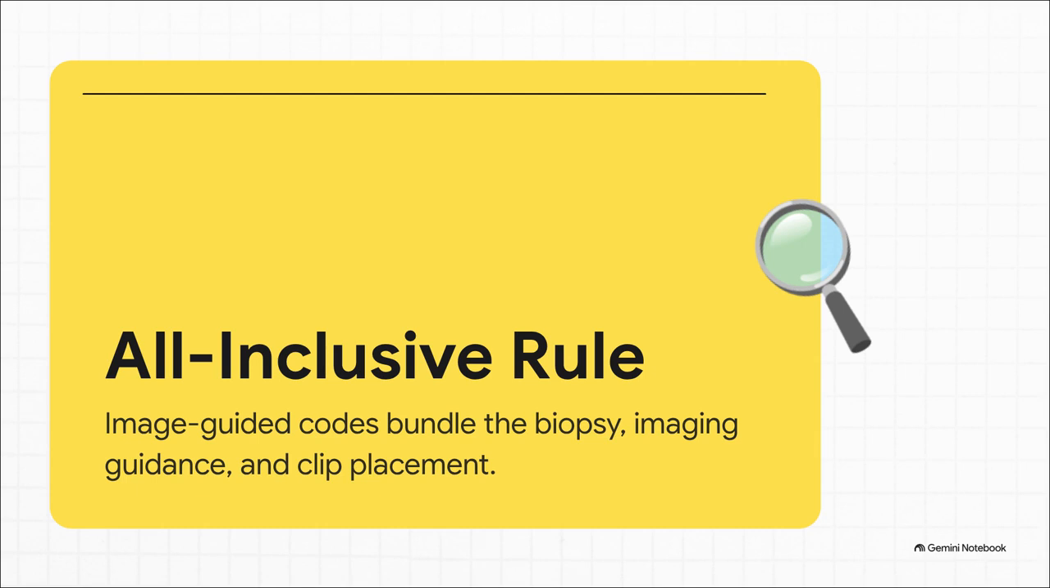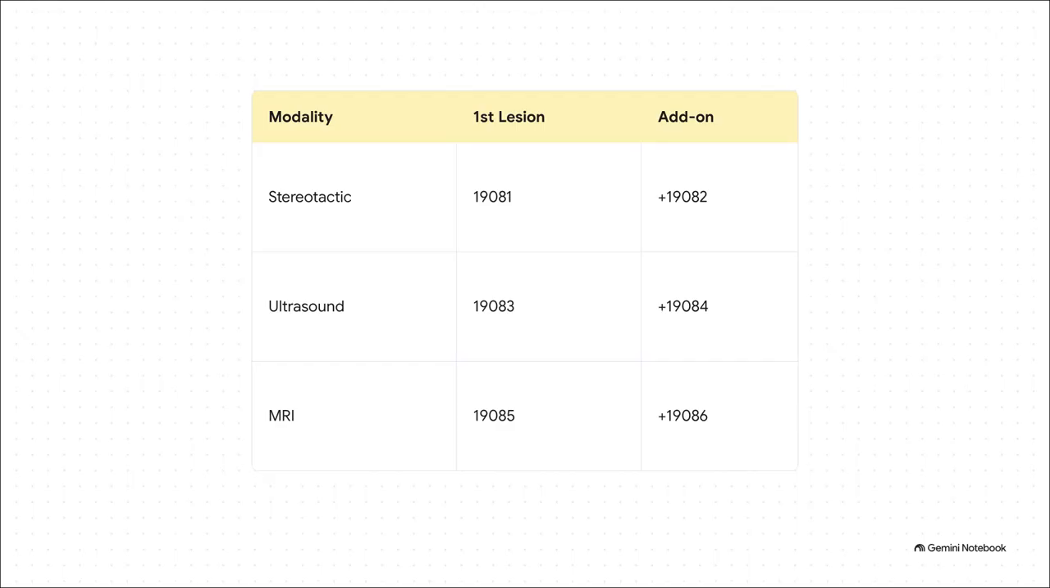All three of those clinical actions equal exactly one primary code. No exceptions. You simply cannot break them apart. Let's walk through this master grid logically, because it's super systematic once you see the pattern. The entire hierarchy of these image-guided codes is based strictly on the modality of the imaging used.